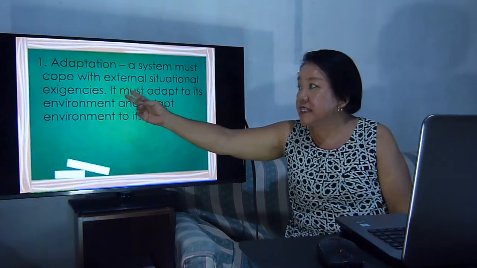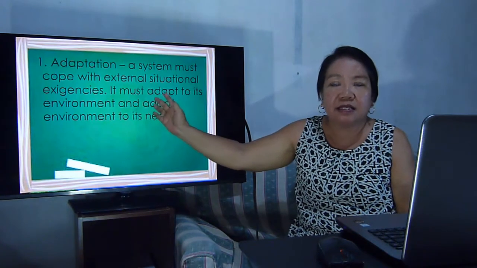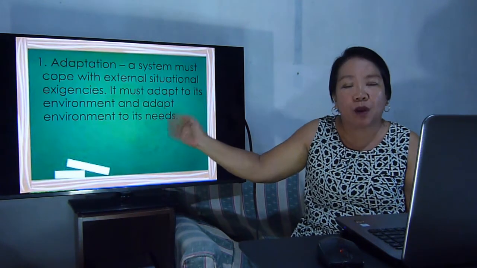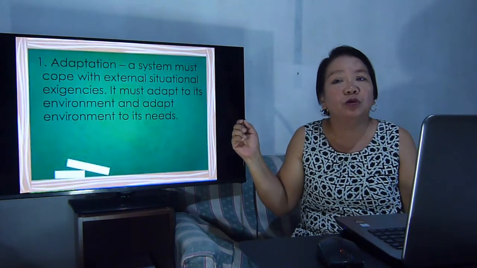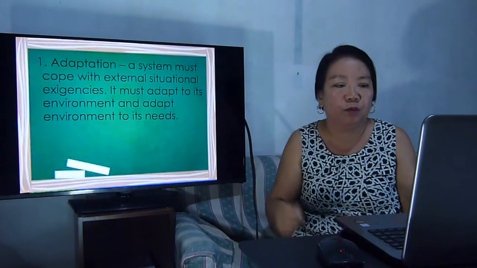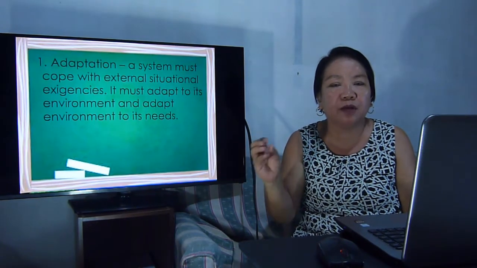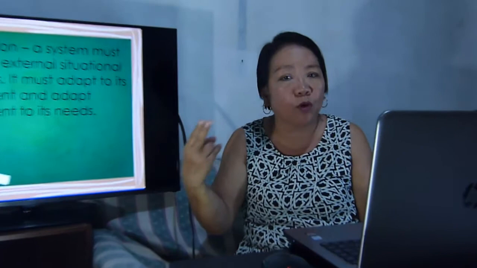King's College has to cope with external situational exigencies. It has to cope with the requirements of DepEd to implement the curricular program in a K-12 curriculum. No? King's College cannot say, we don't want K-12, we don't want to extend two more years in senior high school. That is not possible. You have to adapt. So it is the same with us as students, as teachers later, no? You have to learn how to adapt.